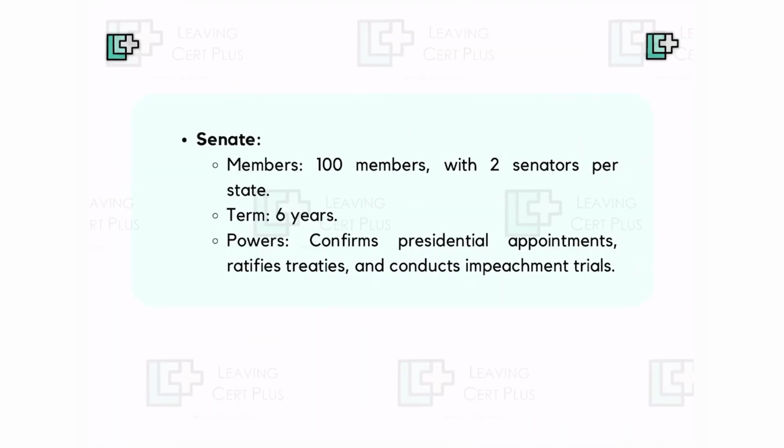The Senate is also part of the legislative branch. They're made up of 100 members, with two senators elected from each state. If you're elected, you're there for 6 years, unless you're impeached or something happens, and they can confirm presidential appointments, ratify treaties, and conduct impeachment trials. Impeaching is essentially where you're seen as not fit to do your job anymore, or there's some kind of controversy around you doing your job, so you're essentially kicked out of your position. But it usually requires a trial to see if that is necessary.